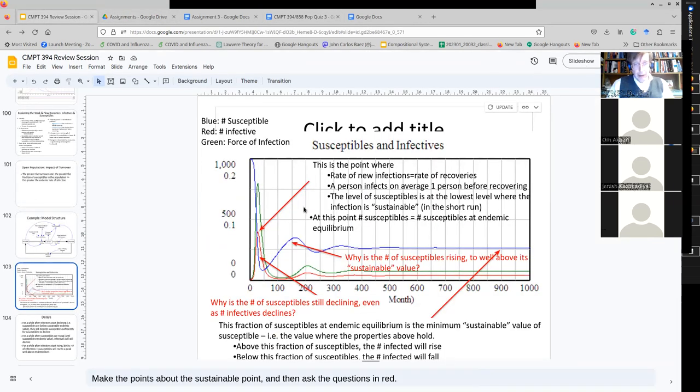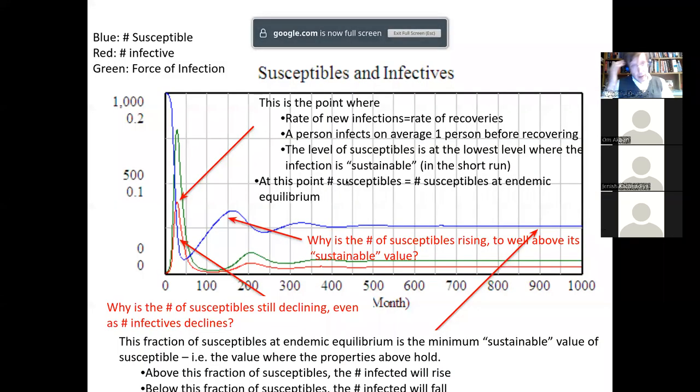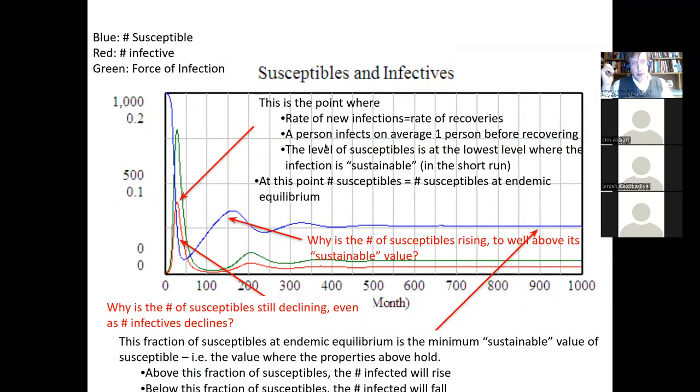And at that point, a given infective infects on average one person before recovery. And the level of susceptibles is at its lowest point at this time, where the infection is sustainable. The fraction of people who are susceptible is enough to ensure that an infective infects one person. The fraction of susceptibles in the population is such that an infective will only infect one person before they recover.